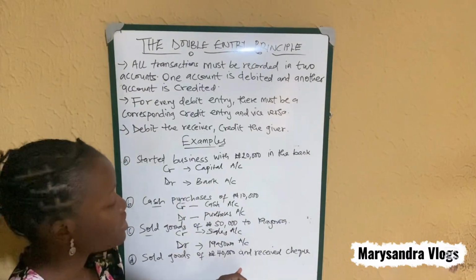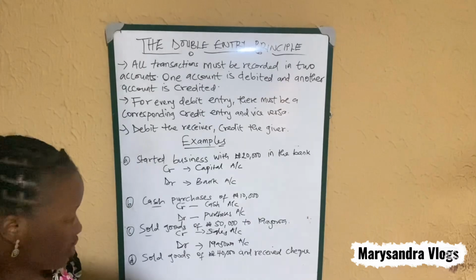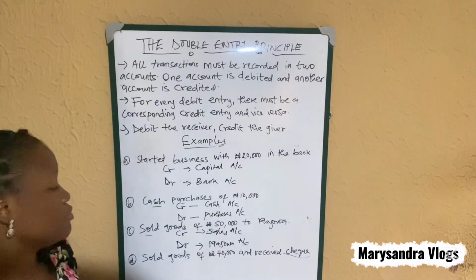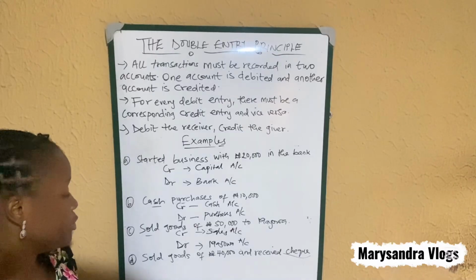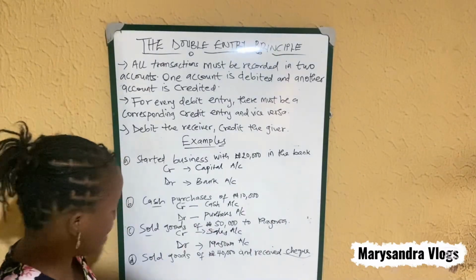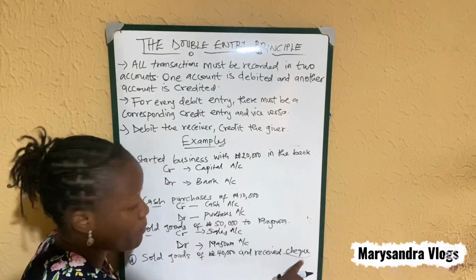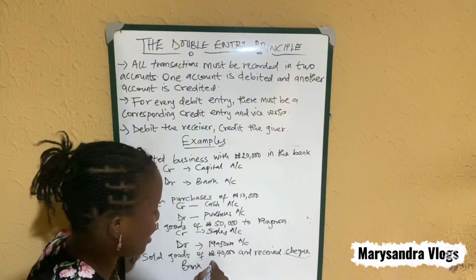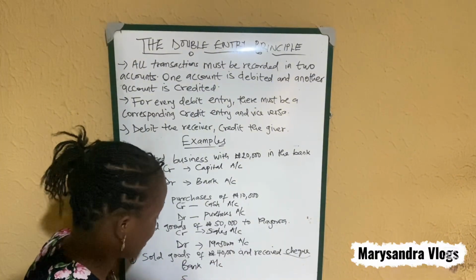Illustration 4. Sold goods of 40,000 naira and received cheque. Whenever you see cheque in accounts, it's the same thing as what? Bank. Because when you have a cheque, you go to the bank to collect your money. So you sold goods for 40,000 naira. We have two accounts here: sales, bank. So we have bank account, and we have sales account.